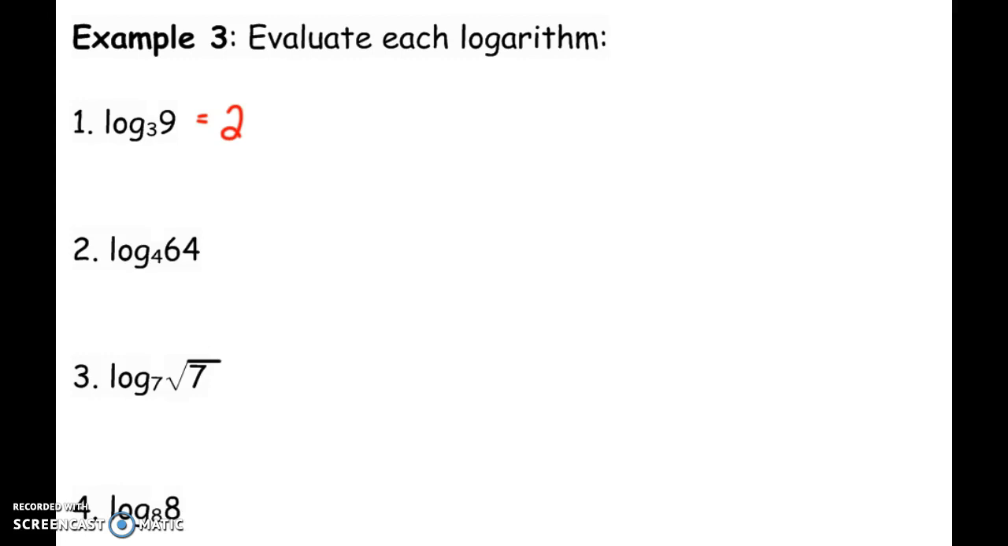Okay, log base 4 of 64. That's saying that 4, the base, to some power is equal to 64. Again, what power would that be? 4 cubed is 64. So log base 4 of 64 is equal to 3.